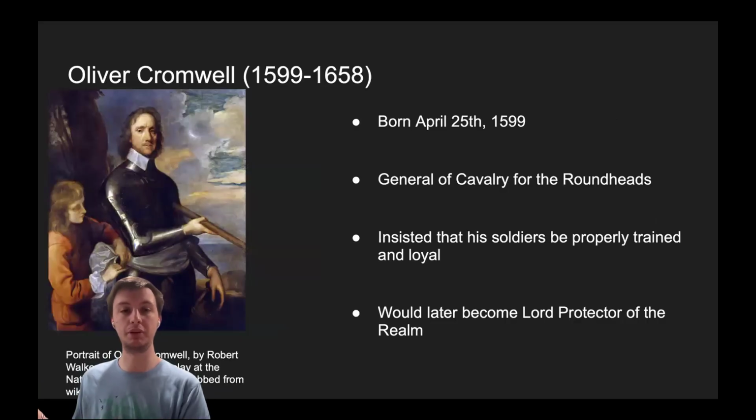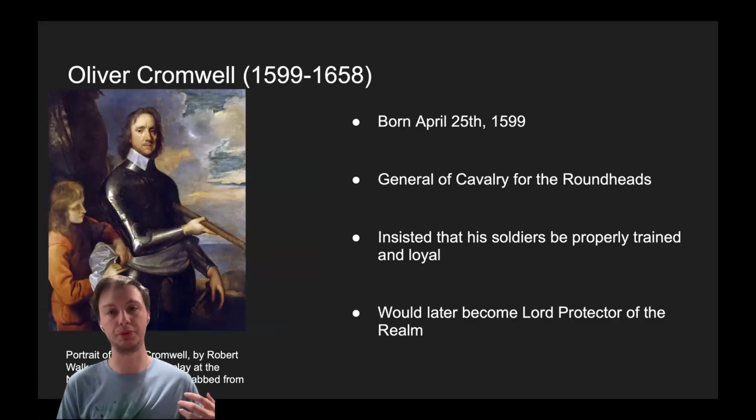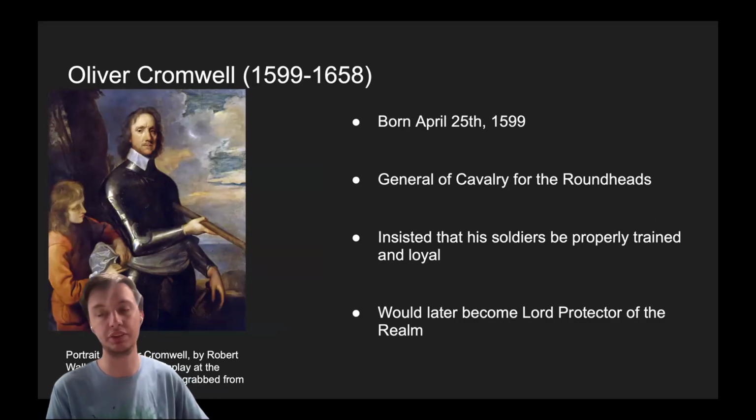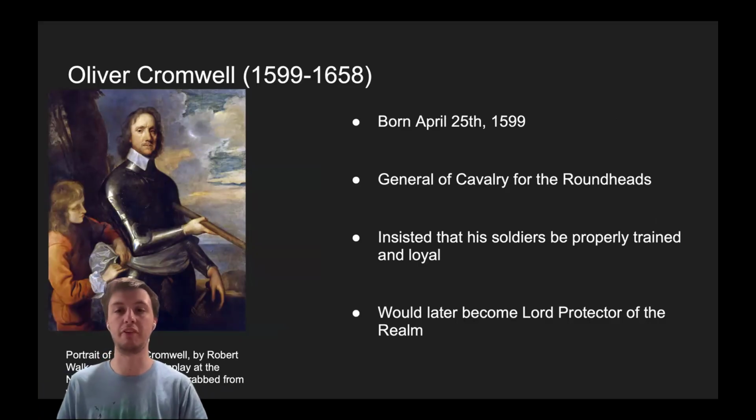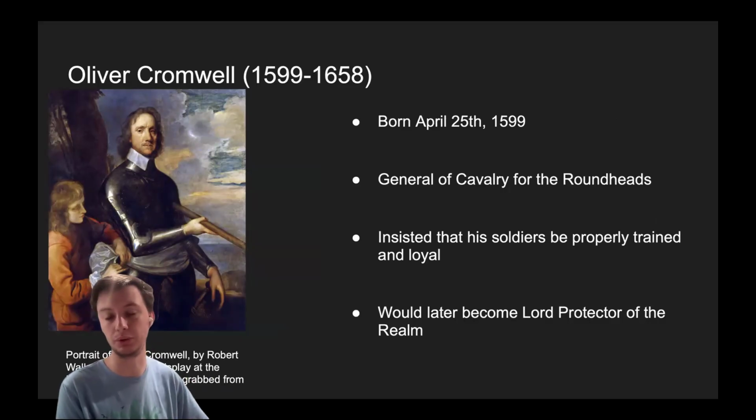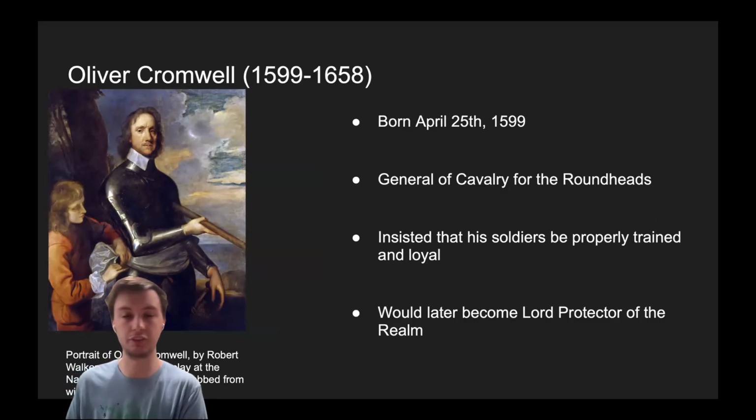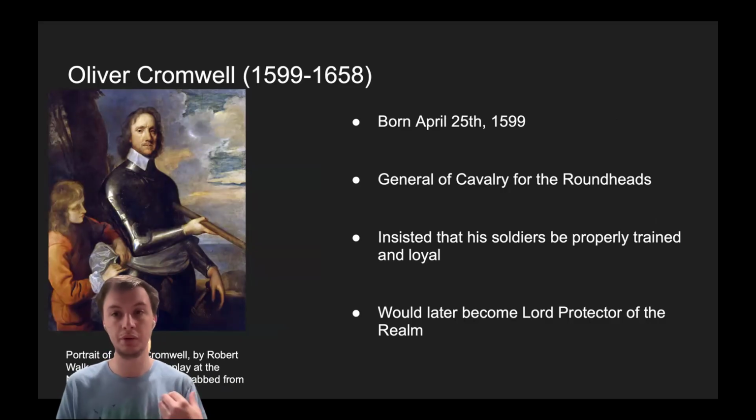Now, a prominent player on the Parliamentarian side would be Oliver Cromwell. He was born April 25th, 1599, in eastern England. He would become the general of cavalry for the Roundheads due to his leadership, because he insisted that soldiers be properly trained and loyal and be specifically picked so as not to have anyone who would lag behind and cause a problem. And he was so into having properly trained and loyal troops that he would call out his other generals, officers, and lieutenants for being incompetent.